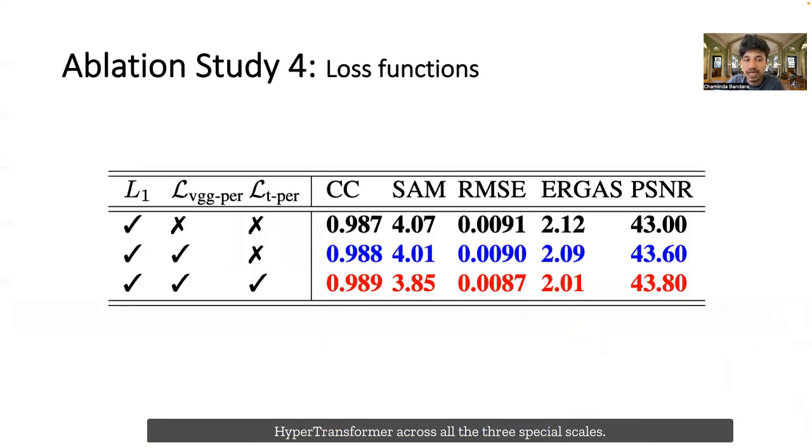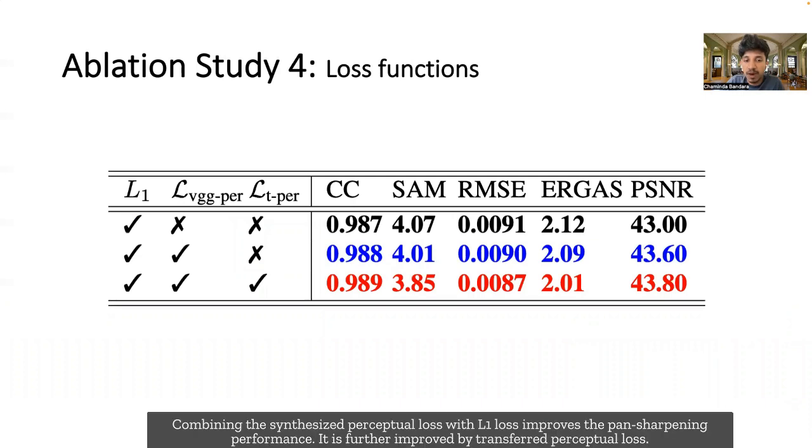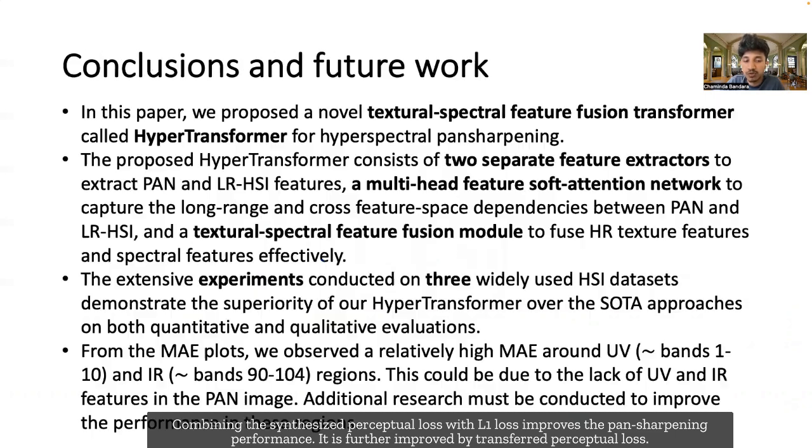This table shows how each loss function improves the quality of hyperspectral pan-sharpening. Combining the synthesized perceptual loss with L1 loss improves the pan-sharpening performance. It is further improved by transferred perceptual loss.